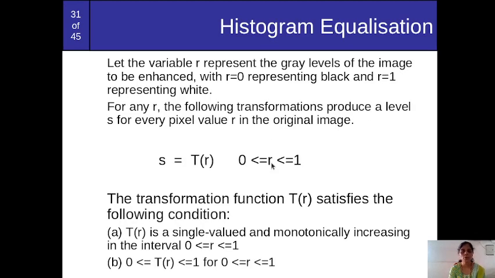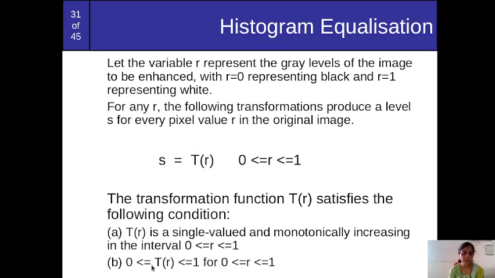In histogram equalization, we want to spread out this histogram, and this process of spreading out is called histogram equalization. What do we do here? We are using a transformation function T, as already said. R is the input pixel value, and after applying this transformation function, this R value is going to get transformed to a value S.